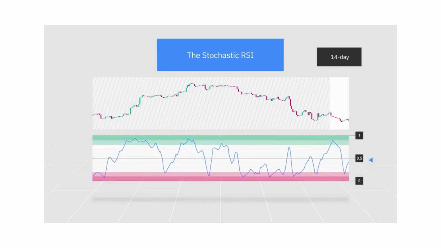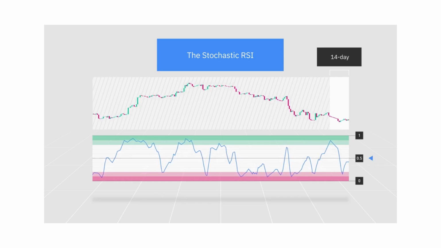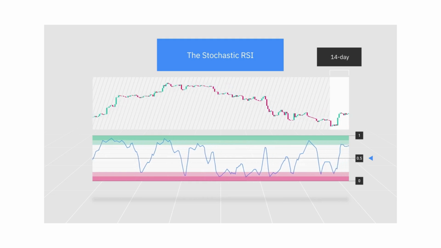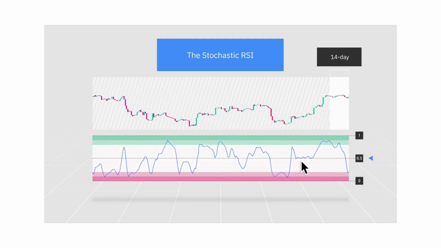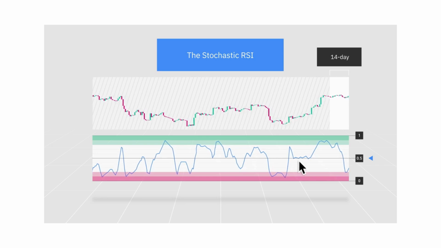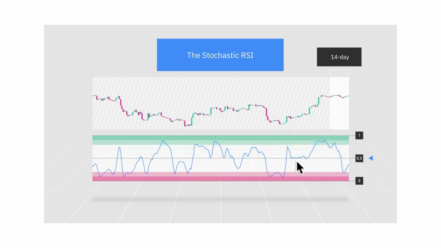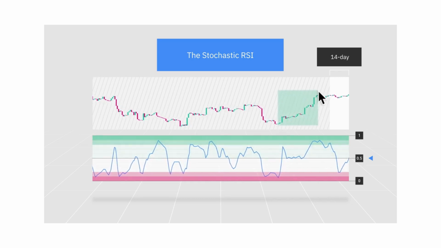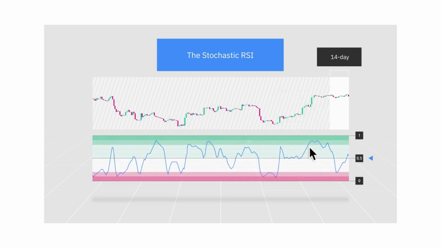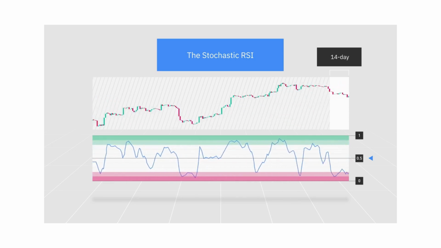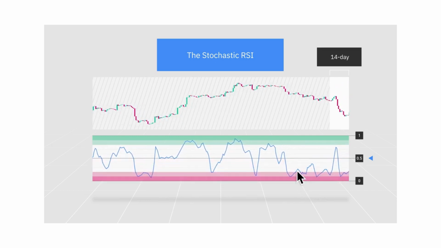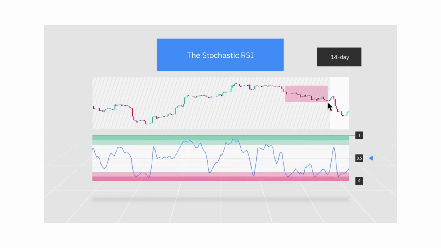Other than that, readings that are closer to the centerline, 0.5, can also provide insights about market trends. For instance, when the centerline acts as a support and the stochastic RSI line moves steadily above the 0.5 mark, it may suggest the continuation of an upward trend, especially if the line starts to move towards the 0.8 mark. Likewise, readings consistently below 0.5 and trending towards 0.2 may indicate a downward market trend.